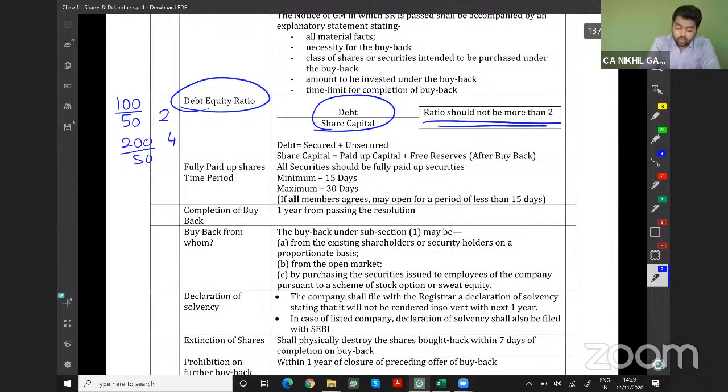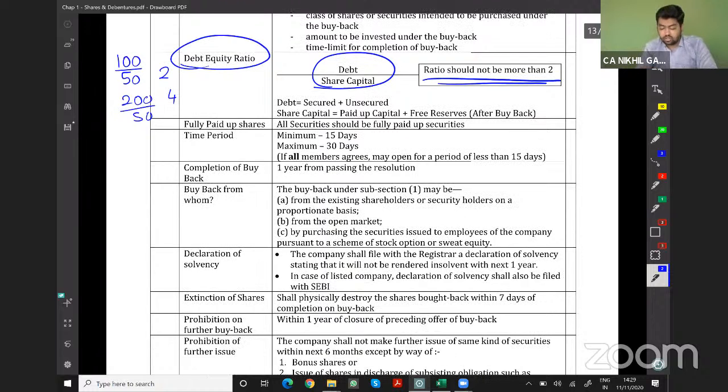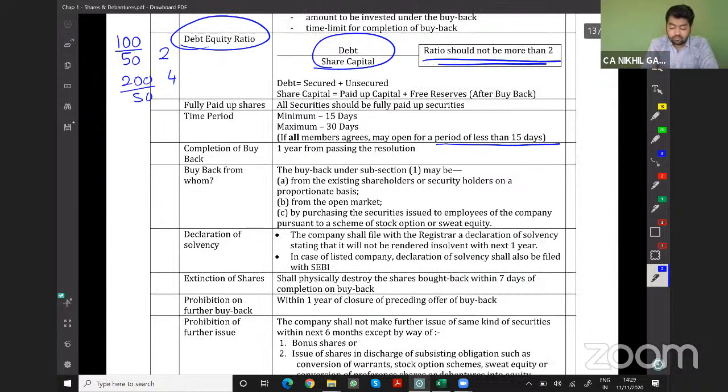Buyback can be done only of fully paid up shares. Time limit: minimum 15 days, maximum 30 days. If all members agree, we can reduce the period to less than 15 days. Completion of buyback within 1 year from passing the resolution. Board resolution or special resolution.